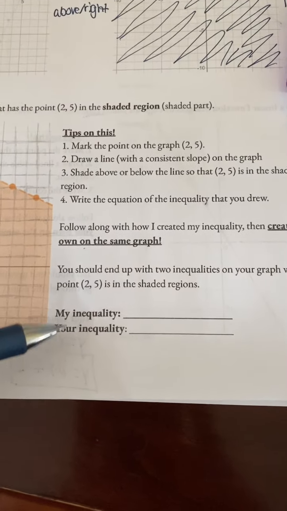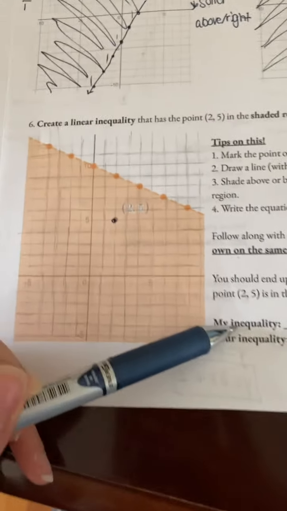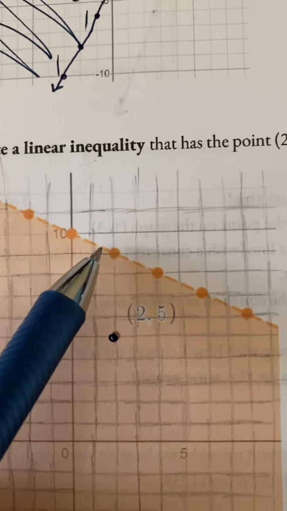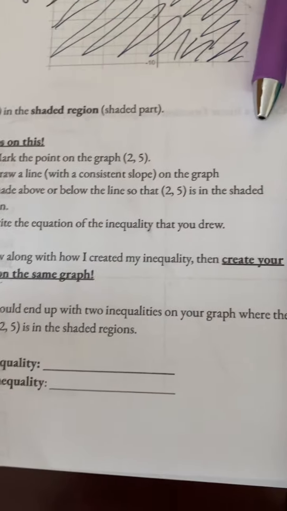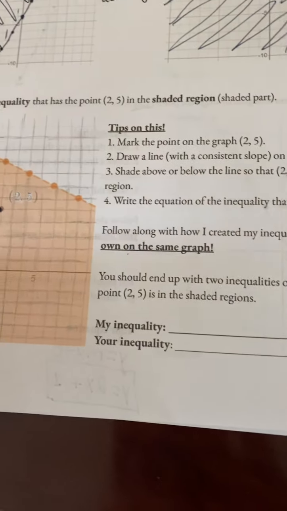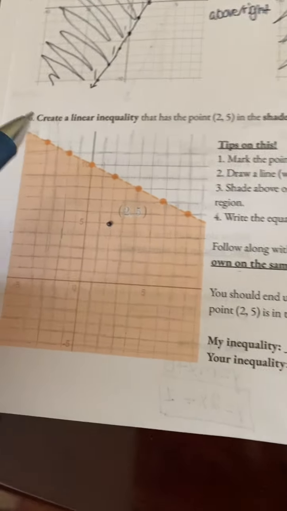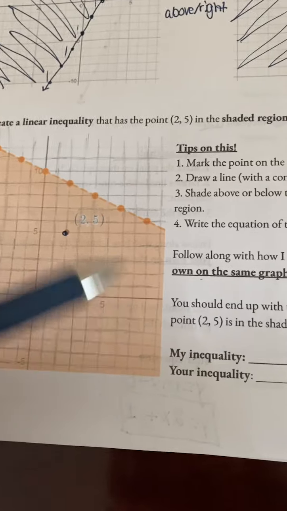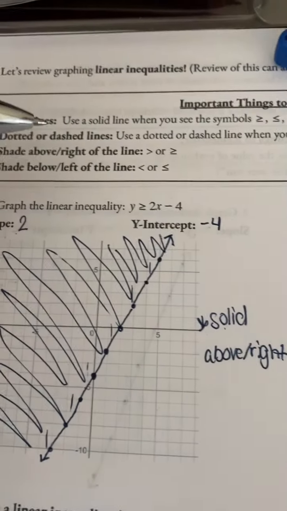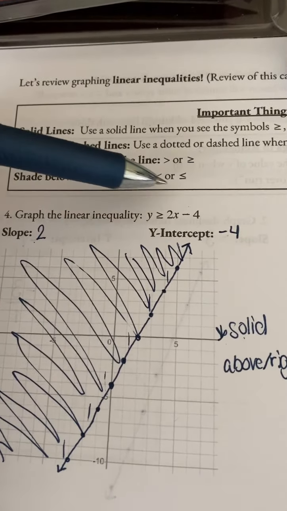So I will write the equation for my inequality. If you look closely, I used a dotted line, which makes me know that I'm not going to have "or equal to", I will just have greater than or less than. And since I shaded below, going back to my notes up here, that means that I used this symbol.